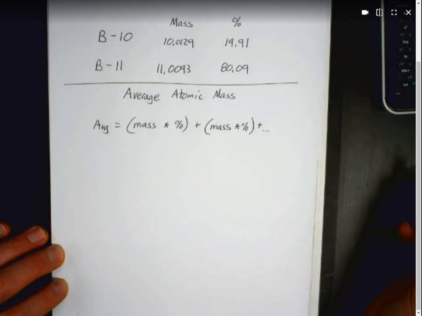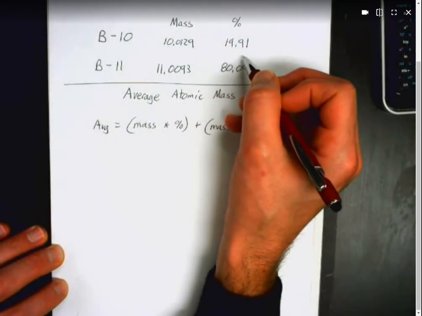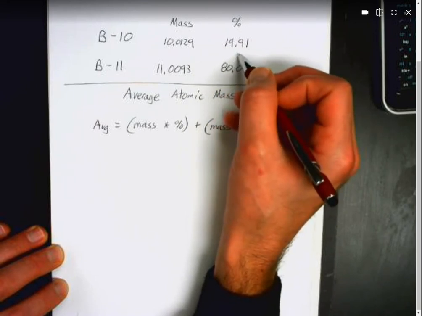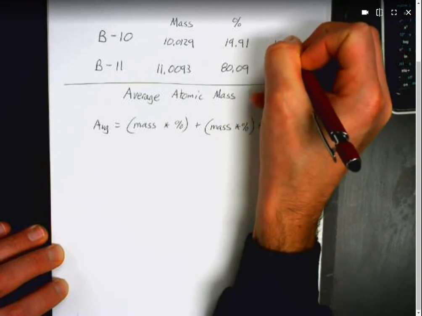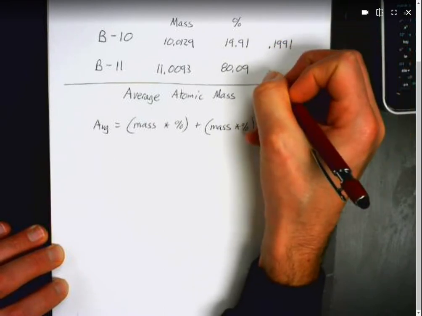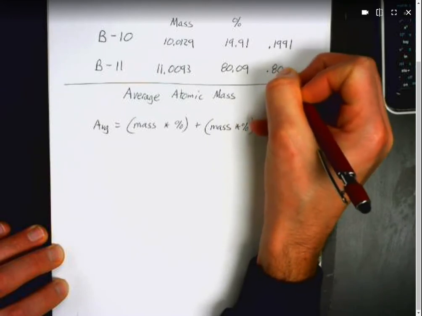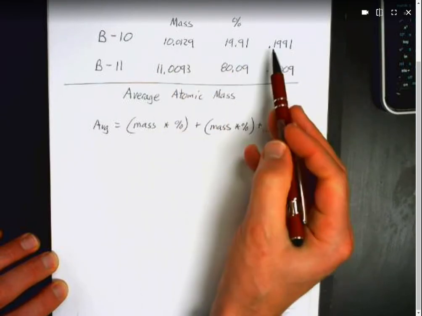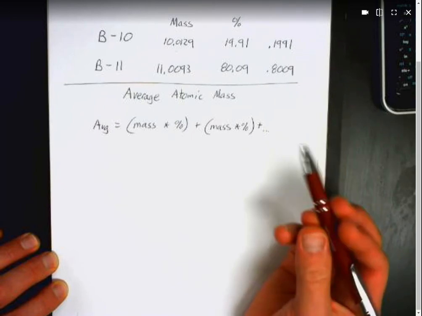Now, the trick is to remember that we want to change the percent to a decimal. So we always move it two places over, no matter how big or small this number is. We're going to move it two places. So as a decimal, this will be 0.1991, and 80.09% as a decimal will be 0.8009. So we're going to take the mass times the percent of each isotope and then add them together.